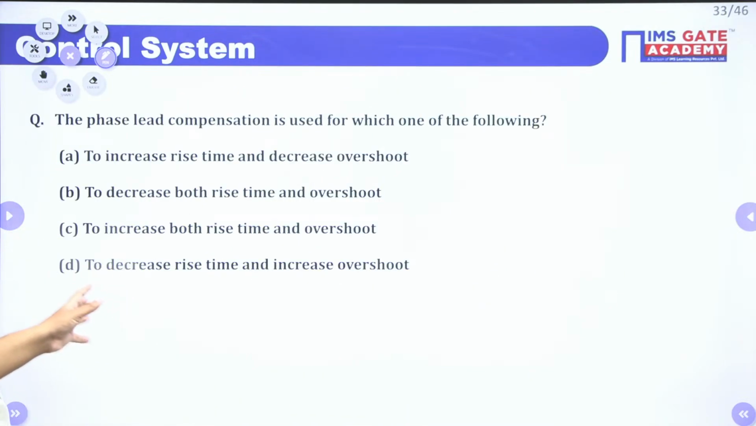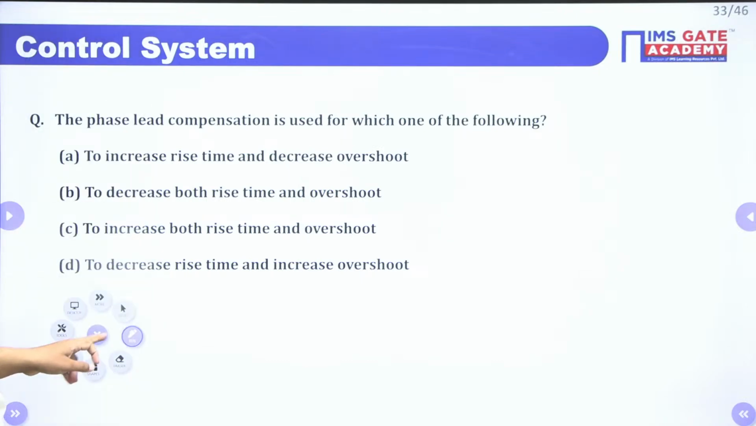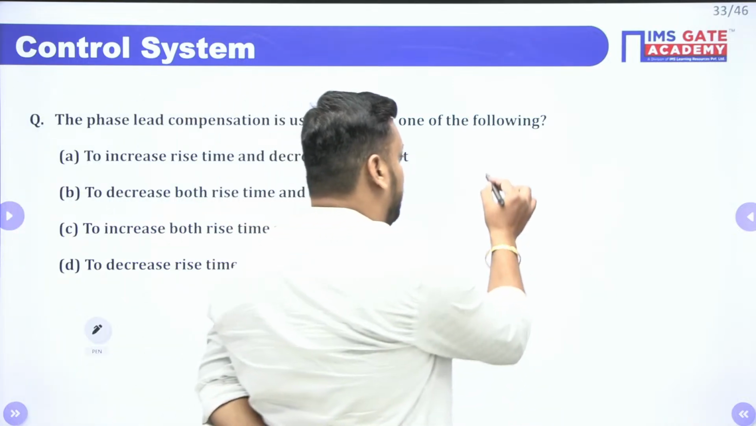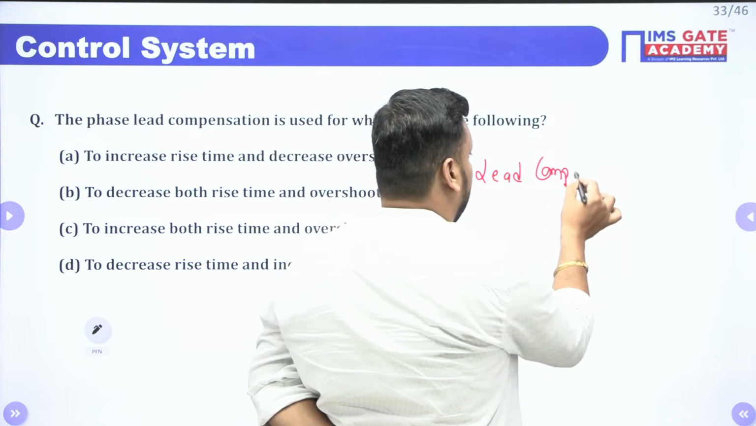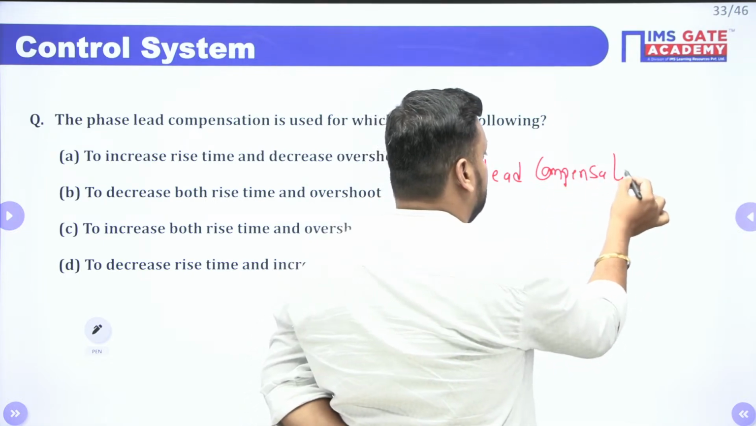Correct answer option number C for Chennai. Now the next question, guys, of control system, the phase lead compensator. Tell me what about the lead compensator? How many of you know about the lead compensator? Do you know, guys, the role of lead compensator?